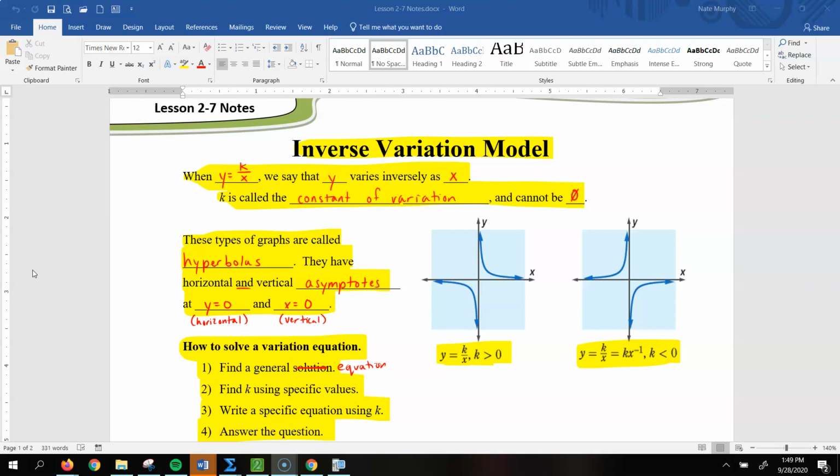But if you see in the second graph there, if k is a negative number, we still have the same asymptotes, but the graphs are in quadrants 2 and 4, instead of being in quadrants 1 and 3.